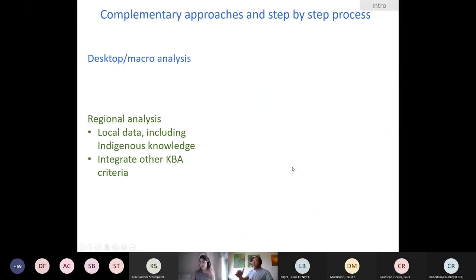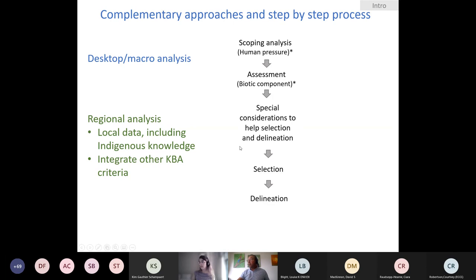But let me describe, before going through the process in detail, how we approach this. We have two steps. The first one is more like a macro analysis, desktop analysis. I'm going to show you some results about this because we are going to move to the second one, which is more the regional analysis using local data, including indigenous knowledge and also integrating some additional information about other criteria. So this is the general process that we have, starting from the scoping analysis and then the assessment.